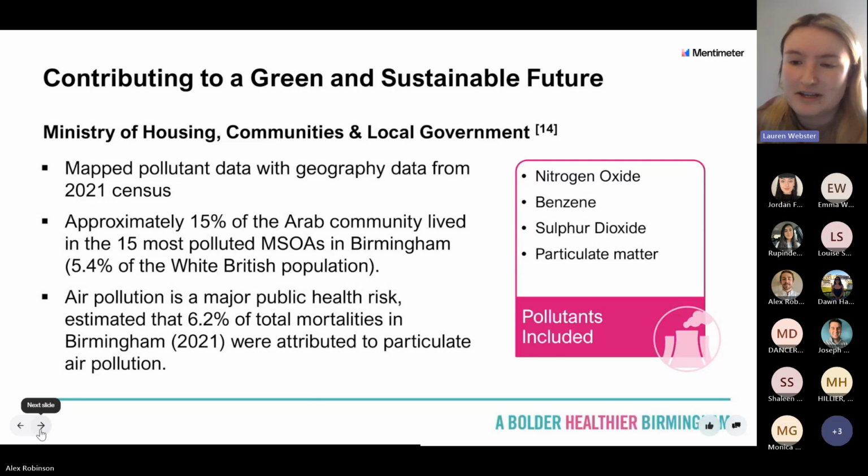Contributing to a great, green and sustainable future. So the Ministry of Housing, Communities and Local Government mapped pollutant data with geography data from the 2021 census, and approximately 15% of the Arab community lived in the 15 most polluted MSOAs in Birmingham, in comparison to 5.4% of the white British population. Air pollution is a major public health risk, and it is estimated that 6.2% of total mortalities in Birmingham were attributed to particulate air pollution. The pollutants in the air can include nitrogen oxide, benzene, sulfur dioxide, and particulate matter. Next slide, please.